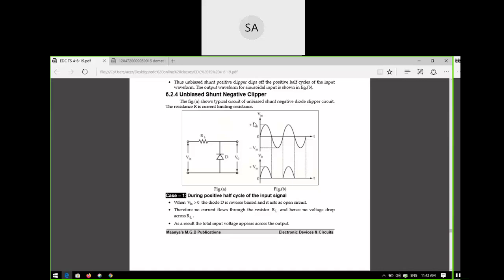Sir, in case one, the circuit is reverse biased. Why is it reverse biased? Tell me step by step. Sir, the diode is in reverse direction. How can you conclude it is in reverse direction? What is the concept behind that? Sir, the negative terminal of the diode is connected to the positive terminal.